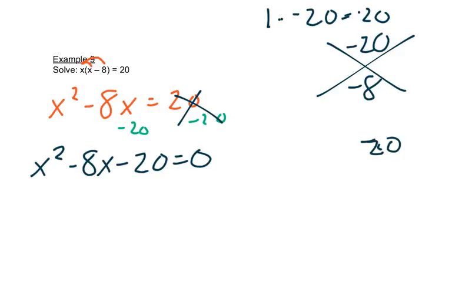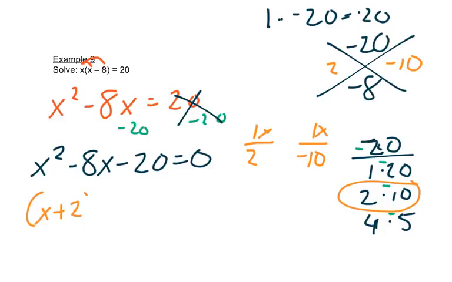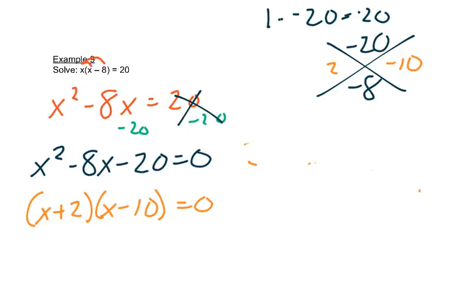So if I look at 20, I have 1 and 20, 2 and 10, 4 and 5, and that's our options. We want to multiply to get a negative number and add to get a negative number, so our bigger number needs to be negative. And here's my pair here, a 2 and a negative 10. So I put 1 over 2 with an x on top, and 1 over negative 10 with an x on top. So I get x plus 2 and x minus 10 equals 0. And now I can solve those 2 smaller equations to find my 2 answers.